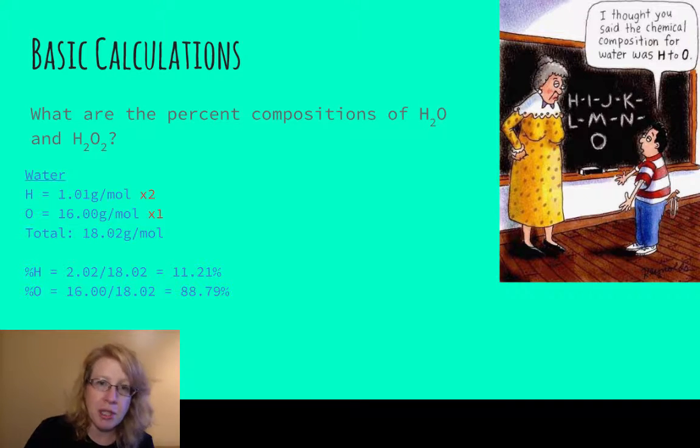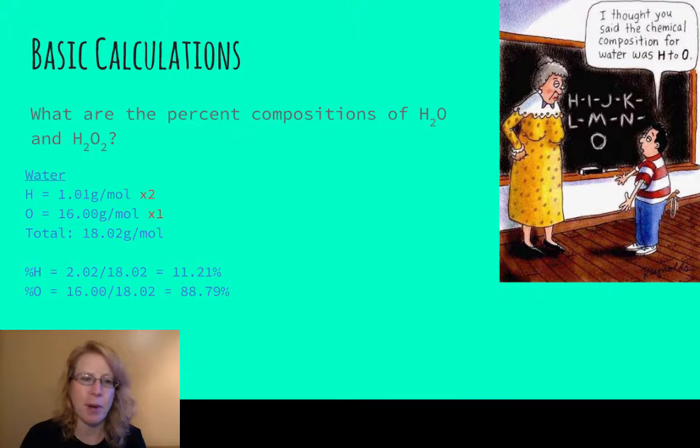If I do it with oxygen, now there's only one oxygen present, so it's 16 divided by 18, 88.79%. Definitely by mass, water is largely oxygen, even though 2/3 of the atoms are hydrogen. How's that for weird, right? So percent composition by mass is 11.2% or so hydrogen and 88.8% oxygen. If you've done it right, they should add up to 100 because it should be 100% when you're done.